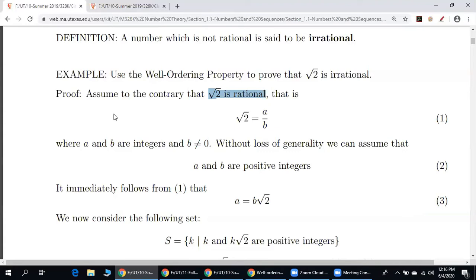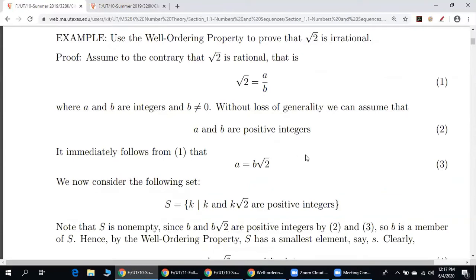So, assume to the contrary that square root of 2 is rational. That is, square root of 2 is a divided by b, where a and b are integers. Moreover, b is not equal to 0. Here's another important thing. Without loss of generality, we can assume that a and b are positive integers. Indeed, if a and b are negative integers, multiply top and bottom by -1. As the result, both top and bottom will be positive integers.